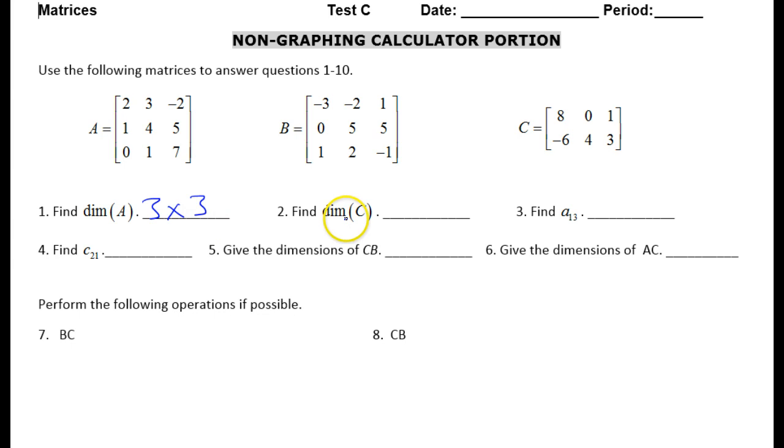By contrast, the dimensions of matrix C, this has 2 rows and 3 columns. So this is a 2 by 3 matrix. In problem number 3, it says find A 1, 3. So this lowercase a means we should be looking at matrix A. And the 1, 3, you know what, let me write this bigger. A 1, 3. This means row 1 and column 3. So row 1, column 3, that's -2.